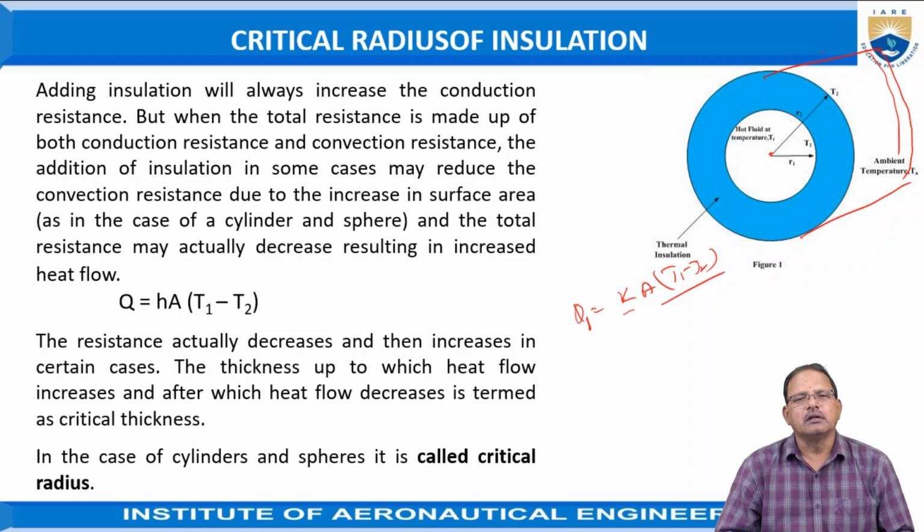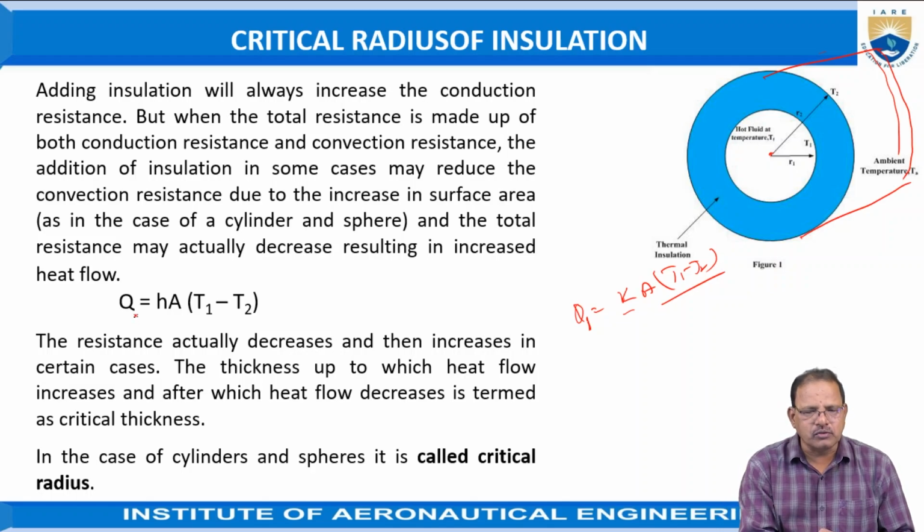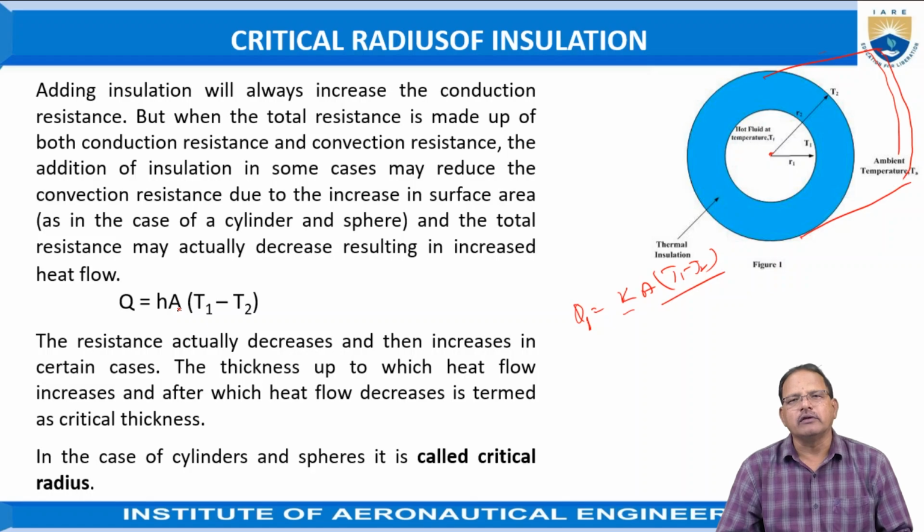But since the object is exposed, having contact with the fluid at the metal surface, the heat flow is also done by the convection process. The convection process can be expressed by the equation Q is equal to H into A into (T1 minus T2), where T1 is the higher temperature and T2 is the lower temperature, and H is the coefficient of the convection process. A is the surface area which is in contact with the fluid.